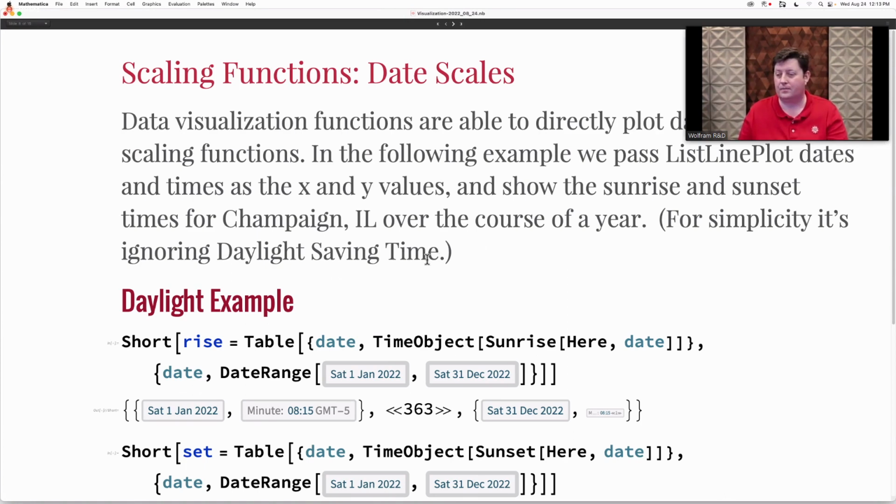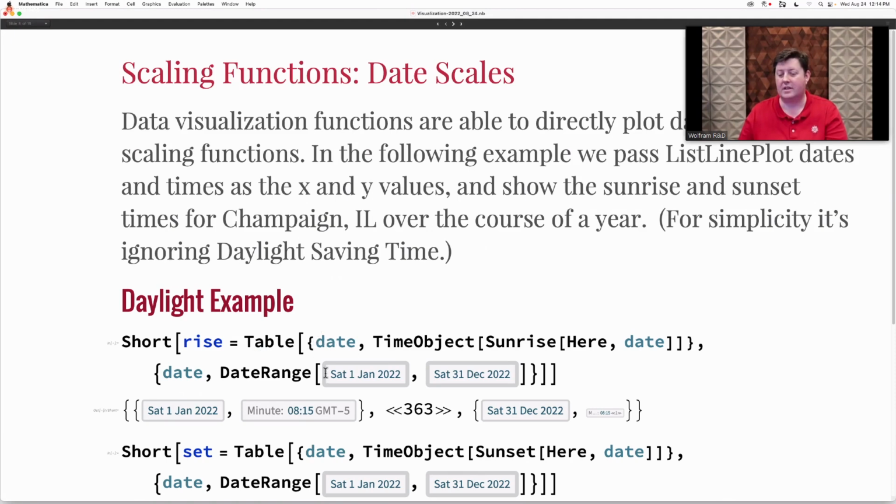And so I'm going to show an example, and this is one of my favorite examples to recreate every few versions and see if we've made it simpler to do over time. This is plotting sunrise and sunset for Champaign, Illinois, where our company is headquartered and where I live, plotting sunrise, sunset over the course of the year.